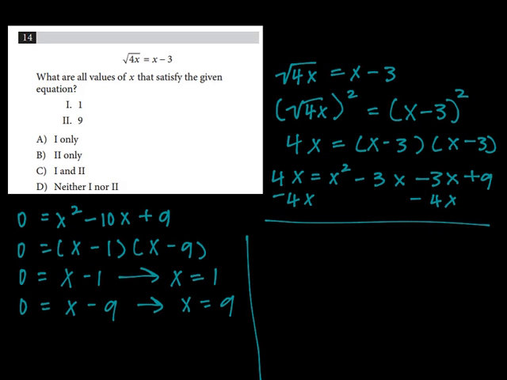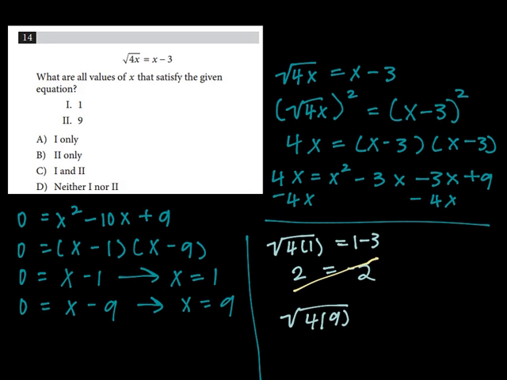So now that we have our possible x values, let's plug them back in. First let's try out x equals 1. So square root of 4 times 1 equals 1 minus 3, and that would be square root of 4, or actually let's just write that down as 2 equals negative 2. However, that is false, so 1 is not a solution to this equation. So let's try out 9.